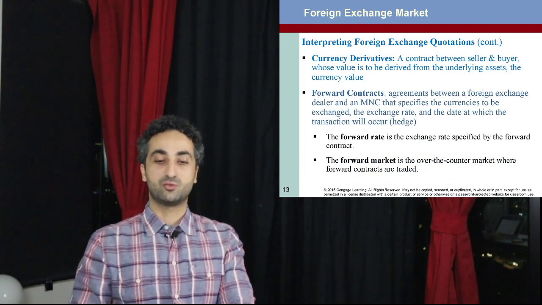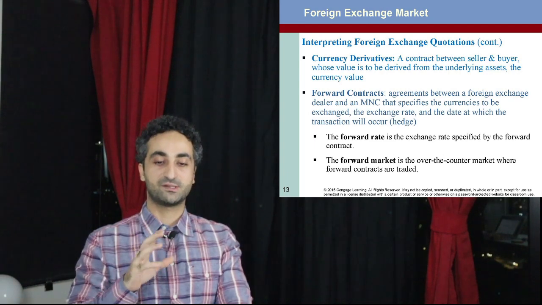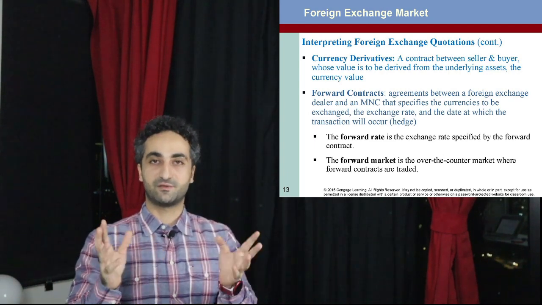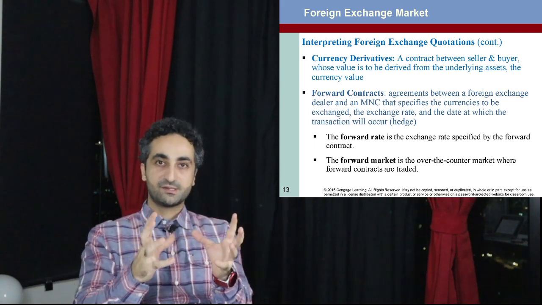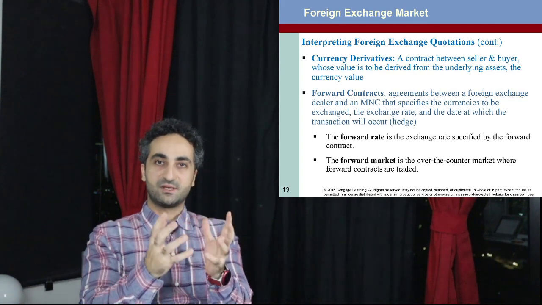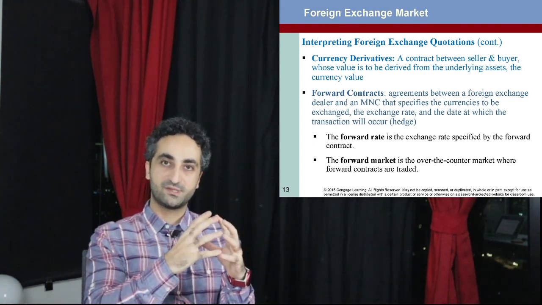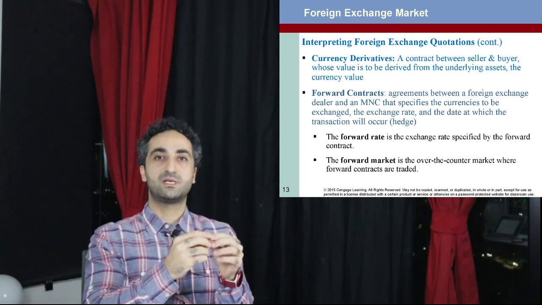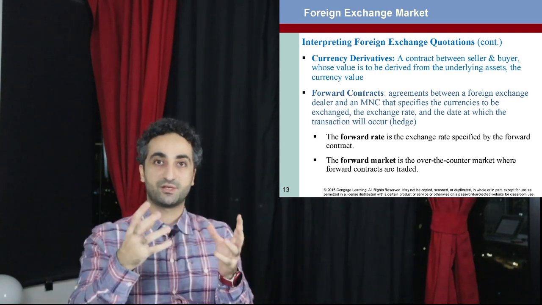Let's continue with foreign exchange market and currency derivatives. So what's a derivative first, before I begin? A derivative is a financial instrument. Okay, what does the name indicate? Derivative. The value of this thing is simply derived from something else. Okay, that's why it's called a derivative.